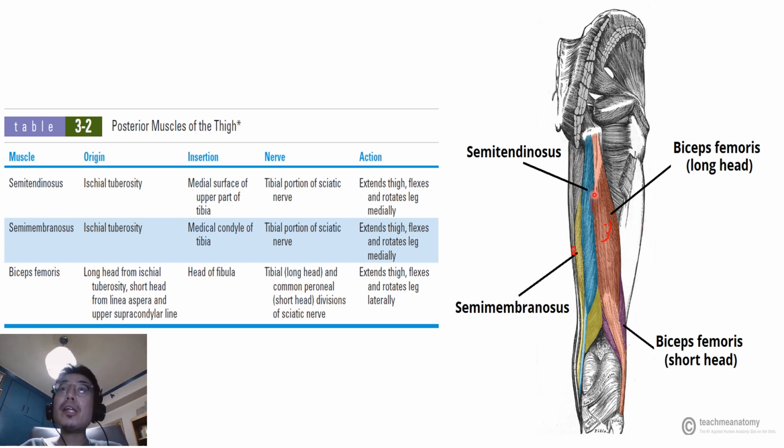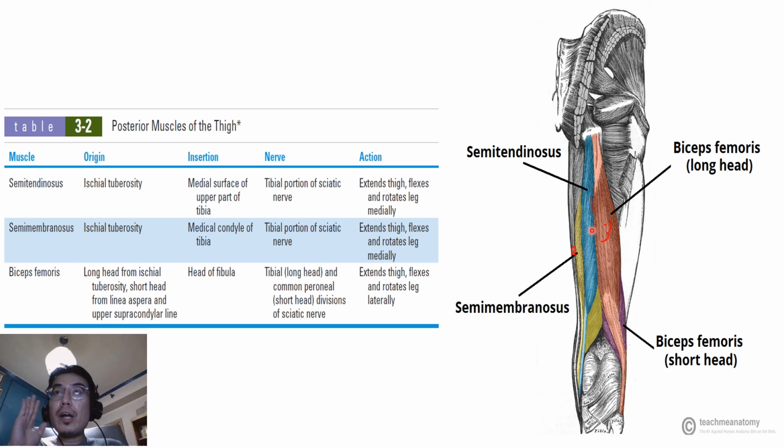First, the semitendinosus. It has its origin from the ischial tuberosity and it inserts into the medial surface of the upper part of the tibia. It is innervated by the tibial portion of the sciatic nerve, and its function is to extend the thigh, flex, and rotate the leg medially.